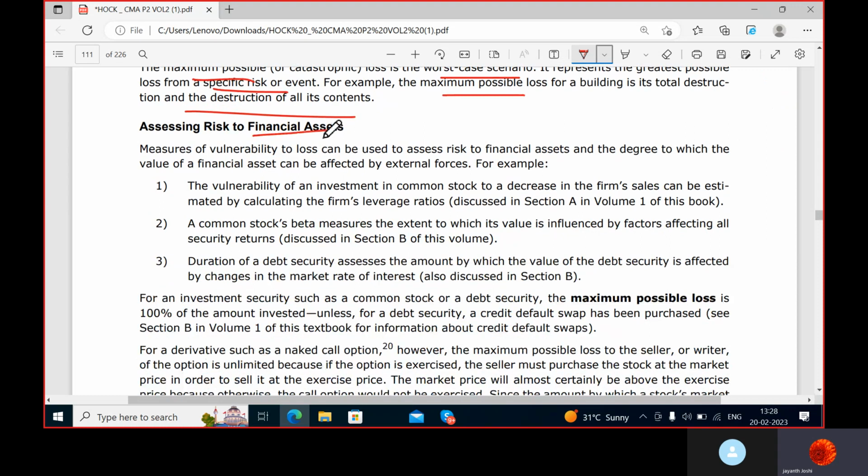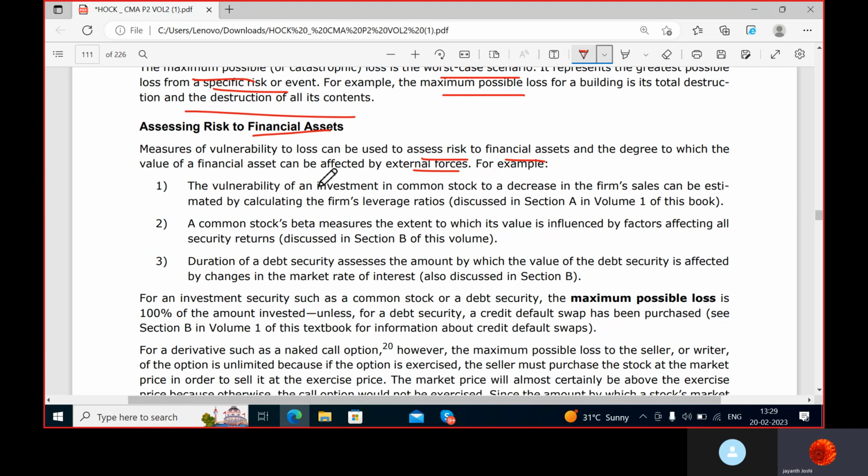Assessing risk to financial assets. See, measures of vulnerability to loss can be used. That means how vulnerable an asset is towards a loss, or how that shows the risk which that asset carries. So measures of vulnerability to loss can be used to assess risk to financial assets and the degree to which the value of the financial asset can be affected by external forces.